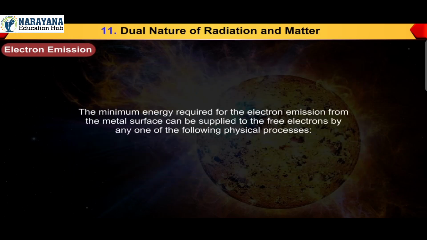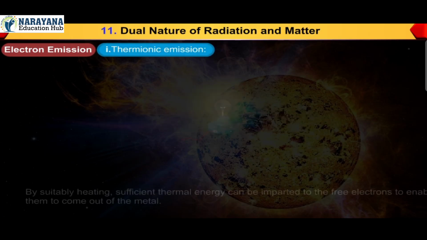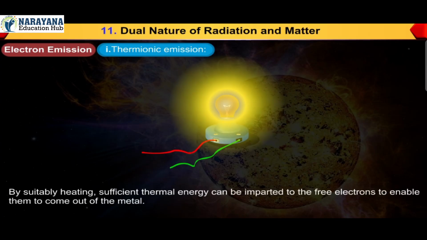The minimum energy required for the electron emission from the metal surface can be supplied to the free electrons by any one of the following physical processes. Number 1. Thermionic emission. By suitably heating, sufficient thermal energy can be imparted to the free electrons to enable them to come out of the metal.